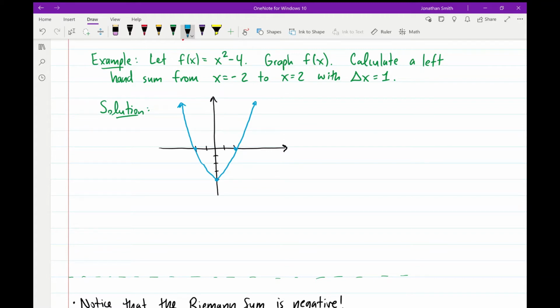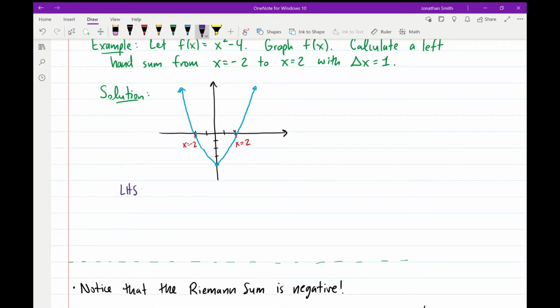And we want to calculate a left-hand sum from x equals negative 2, which is right here, to x equals positive 2, where the length of each subinterval is going to be equal to 1.